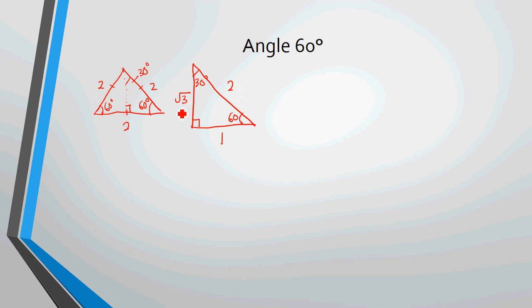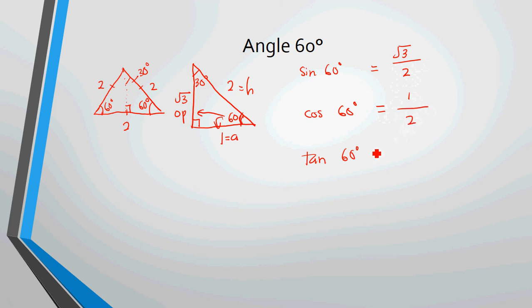Okay, how to get square root 3? You use Pythagoras theorem. Now to find the value of sin 60 degree, cos 60 degree, and tan 60 degree, we refer to the 60 degree angle. This is the hypotenuse, this is the opposite, this is the adjacent. So sin 60 degree is opposite over hypotenuse, cos 60 degree is adjacent over hypotenuse, and tan 60 degree is opposite over adjacent.